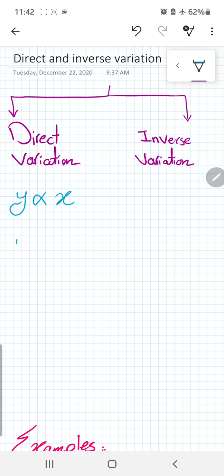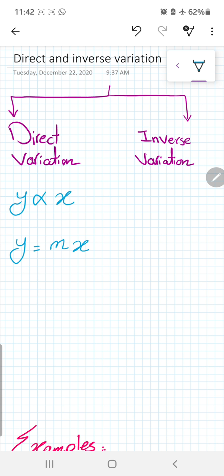Okay, so y varies with x, and we write it as equal to any constant. We call it m times x. So y equals mx, and this is the relation between y and x.